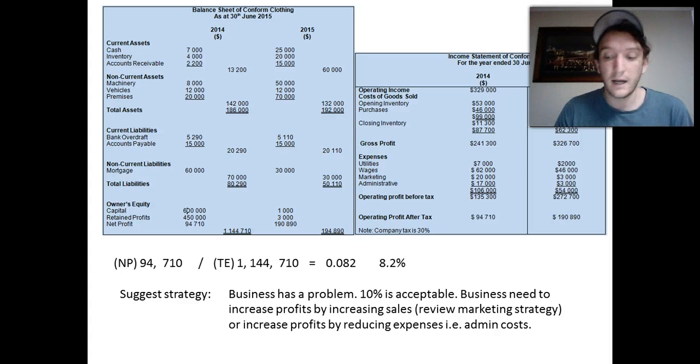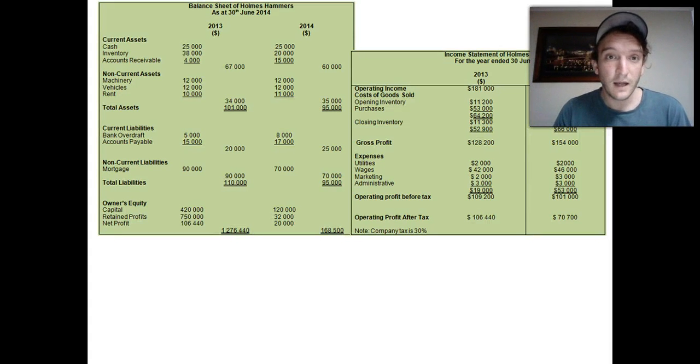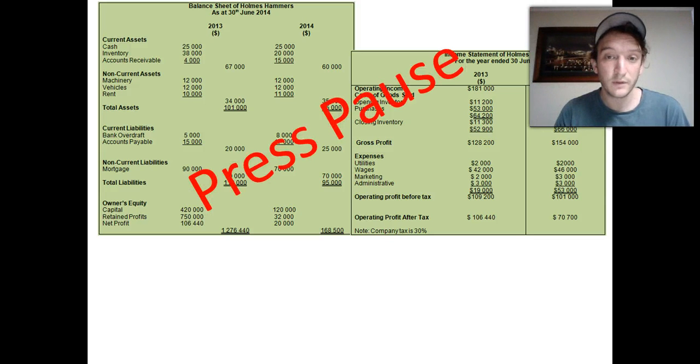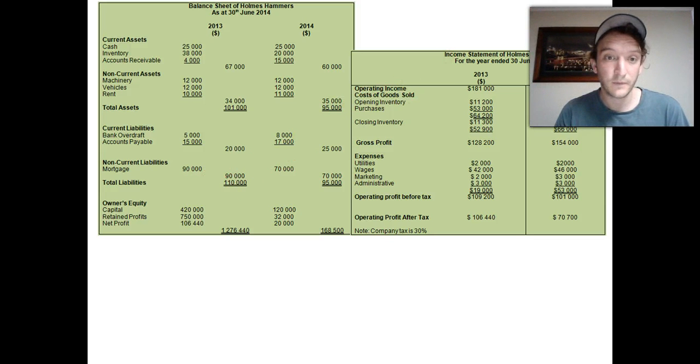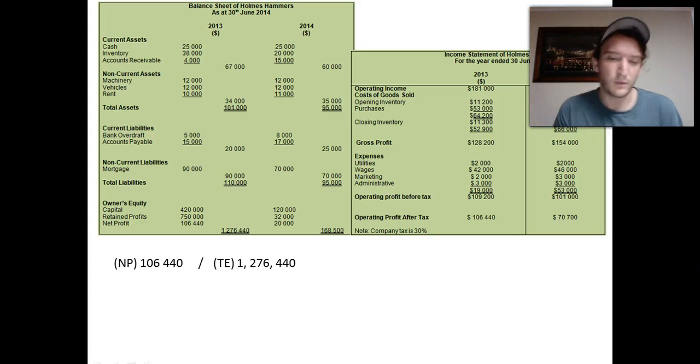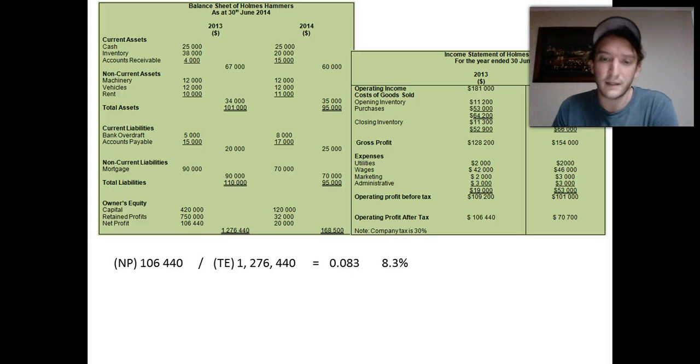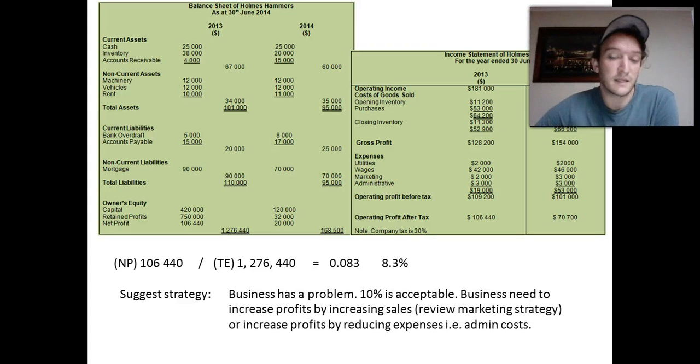Okay. Lastly, your turn. This is the balance sheet for Holmes Hammers. Press pause. Do it yourself, please. Okay, let's have a look here. So our net profit was 440,000, and we're dividing that by our owner's equity over here, 1 million or 1.2 million. Okay, and then that equals 0.83. That's 8.3%. The business has a problem. 10% is acceptable, and so on.